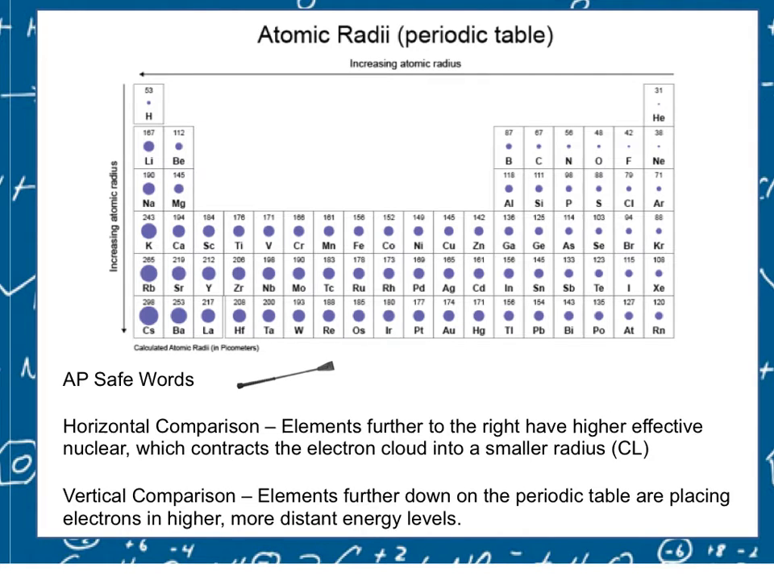If you have to make a vertical comparison, this is where effective nuclear charge kind of has the confounding factors, where as we go down the periodic table, you increase the number of protons, which increases your attraction, but you're also increasing the number of inner shells, which increases your repulsion. So you're not really going to get into that. You're just going to say that elements further down the periodic table are placing electrons in higher, more distant energy levels, and leave it at that.